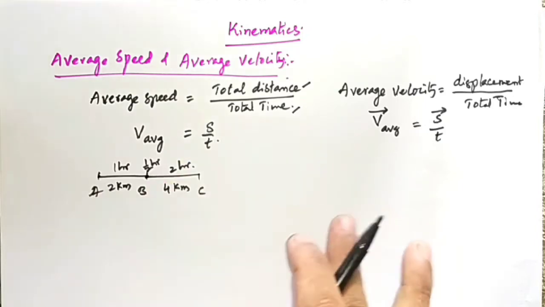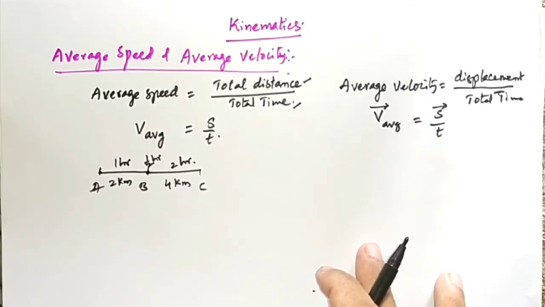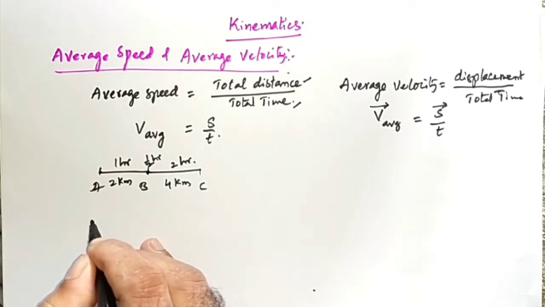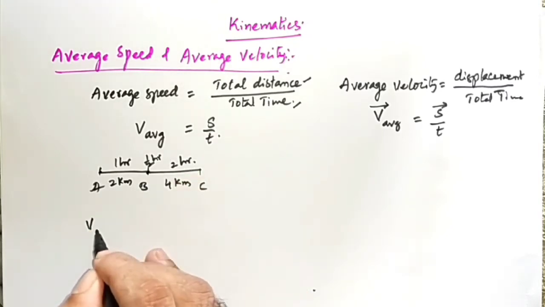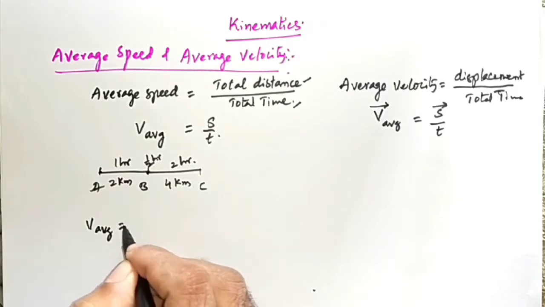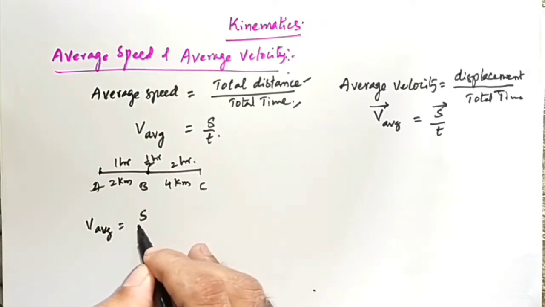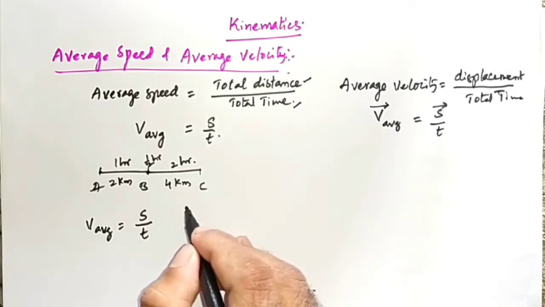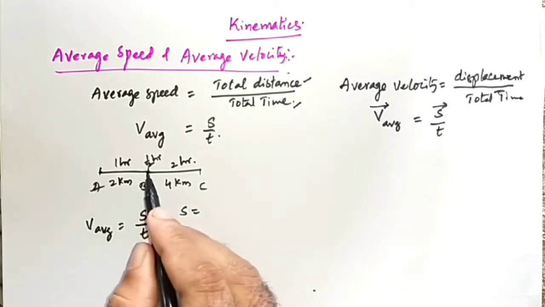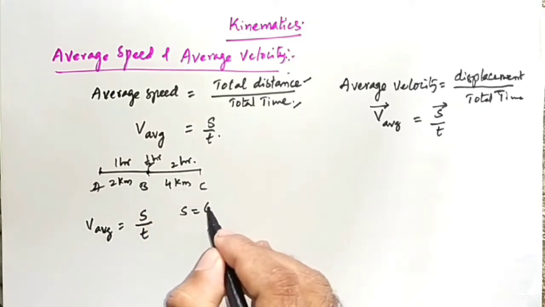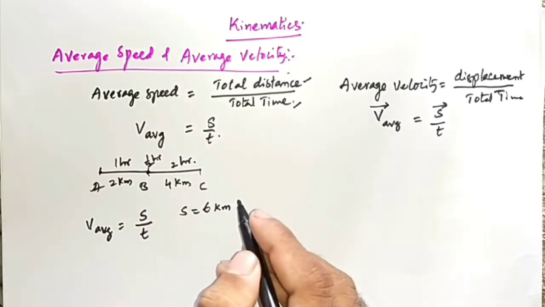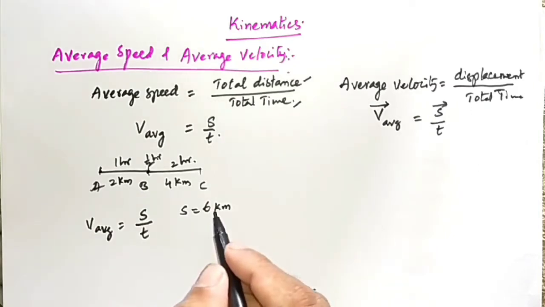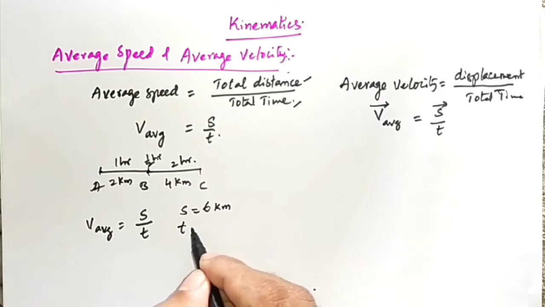Now let us calculate average speed and average velocity for this. First, let us calculate average speed. To calculate average speed, what data do I need? I need total distance and total time. What is the total distance in this case? 2 kilometer plus 4 kilometer, 6 kilometer is the total distance. Now what is the total time?